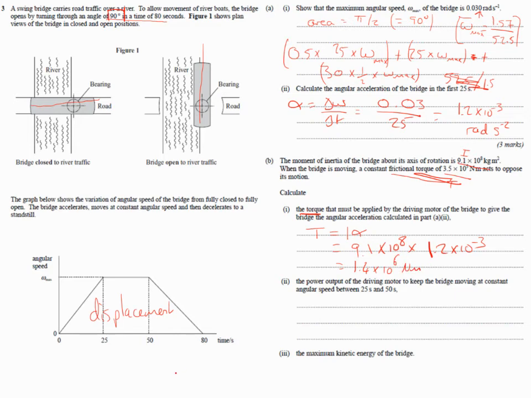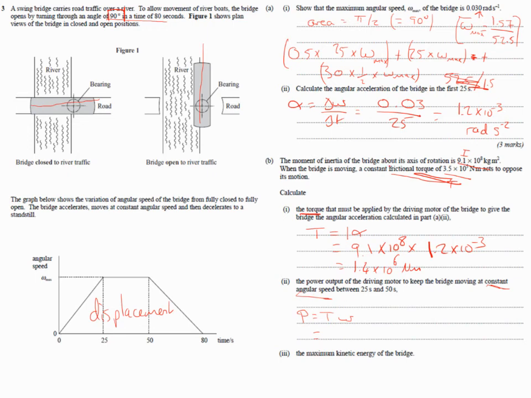The power output of the driving motor to keep the bridge moving at a constant angular speed. So the clue is constant angular speed here. So now we can use the formula that people forget all the time. Power is torque times omega. So this is power is force times velocity if we're not talking about rotational systems. So the torque, so now we need to be careful with the torque. It's moving at a constant angular speed, like I highlighted.